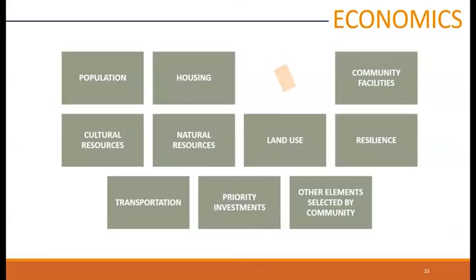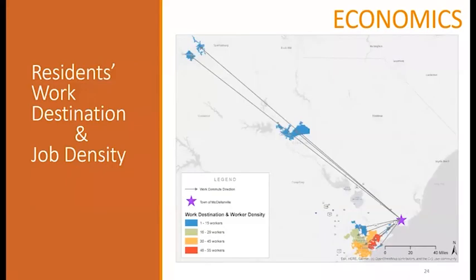Moving on to the economic development required element here. This map is showing residents' work destinations and the job density in those destinations. So the highest number of workers are employed in and commuting to Mount Pleasant, followed by the city of Charleston, city of North Charleston, and then some smaller numbers of residents are also working in Goose Creek, Columbia, Greenville, Greer, Awendaw, and IOP.